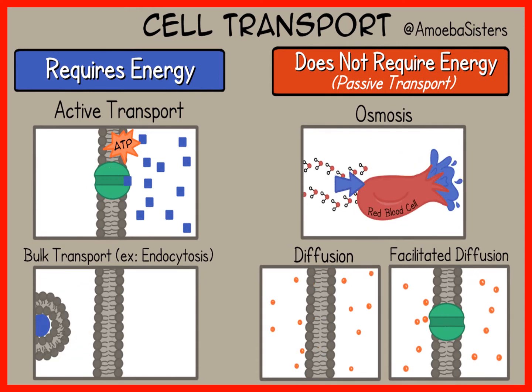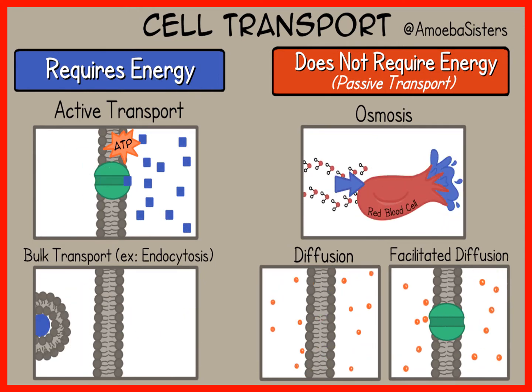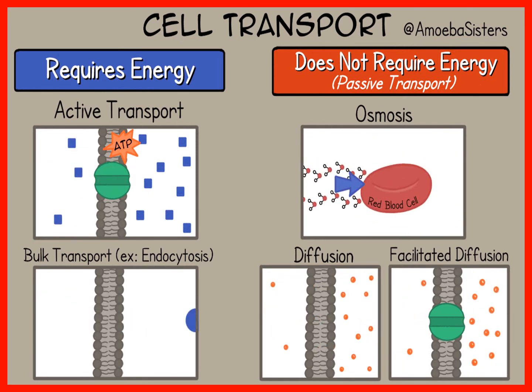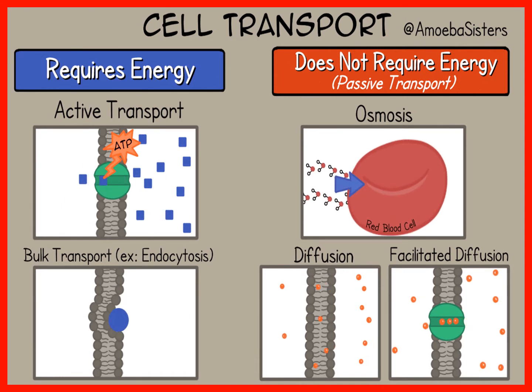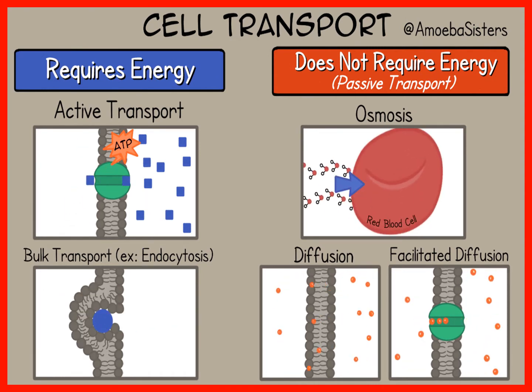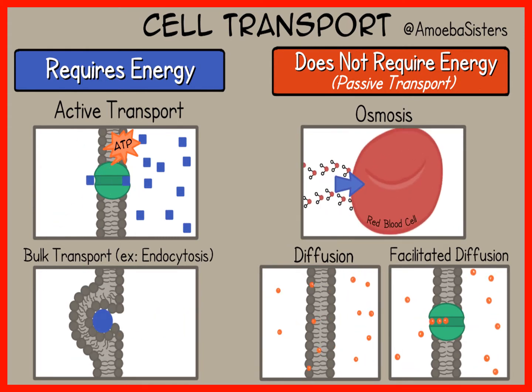And here's an example of passive transport. We've got osmosis, diffusion, and facilitated diffusion through transport protein, channel or carrier on the membrane, as opposed to active transport or endocytosis, which both require energy in the form of ATP.